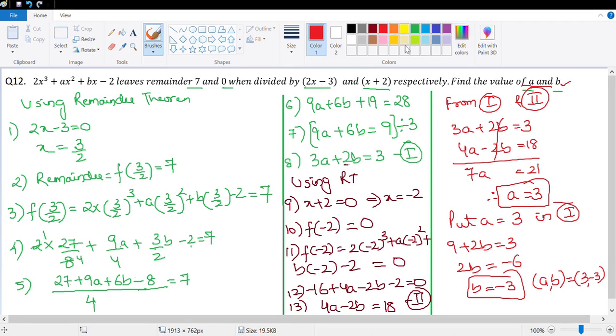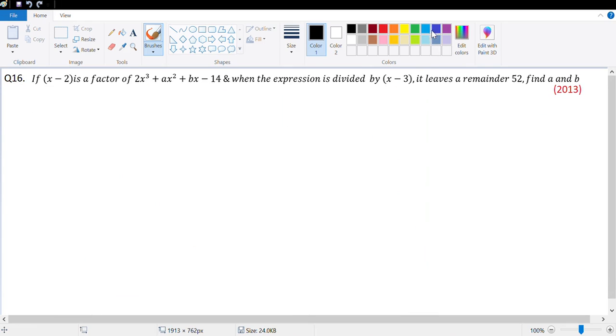Done. Let's look at the last homework question. The last homework question was question number 16. That's a question which appeared in your 2013 board examination. Okay, let's read the question.